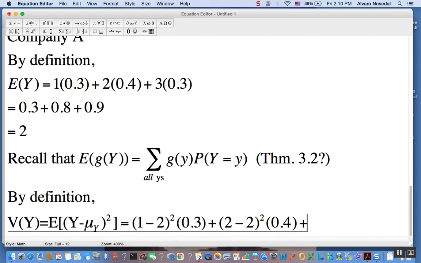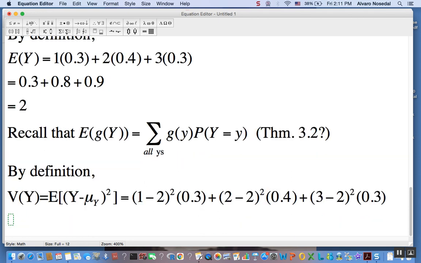Finally, the last value would be 3, right? That's the other possible value, minus the mean of the random variable, which happens to be 2. You square it times the probability of observing a 3, which is 0.3. So we do the math. This is -1 squared, that happens to be just 1, times 0.3.